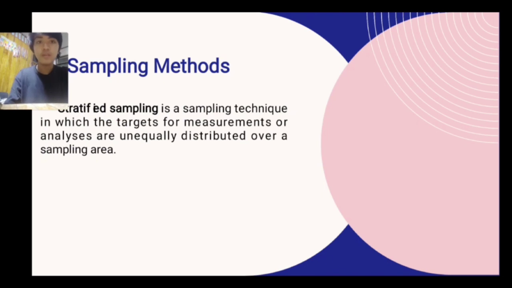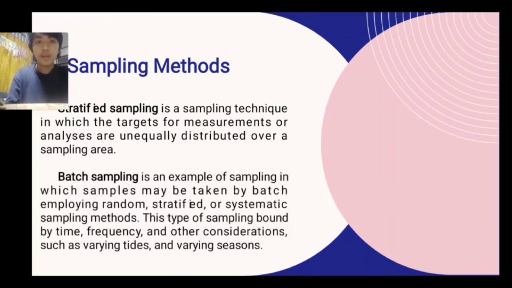Next, batch sampling is an example of sampling in which samples may be taken by batch, employing random, stratified, or systematic sampling methods.